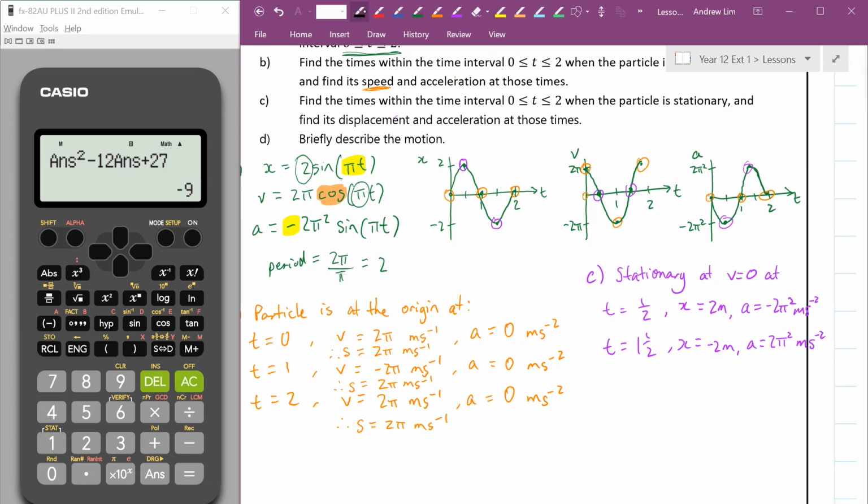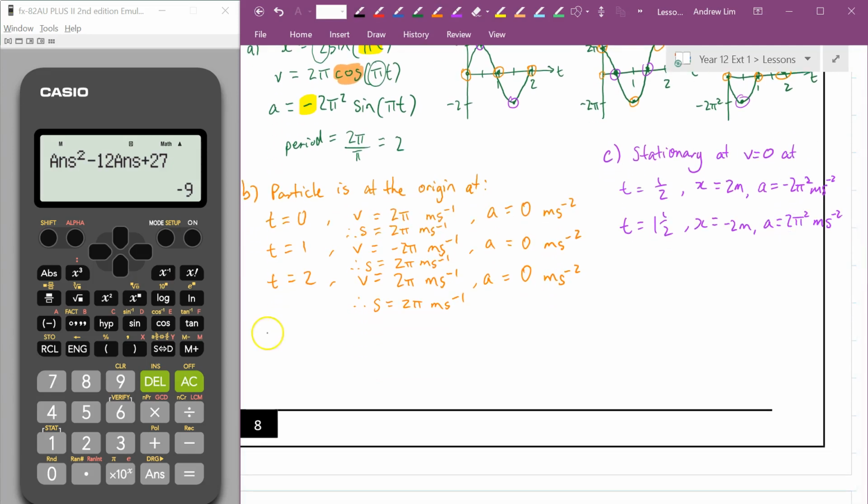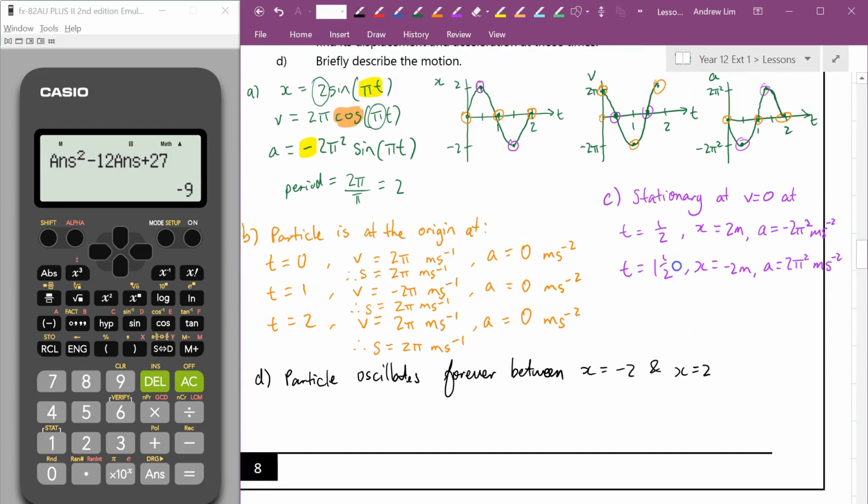Alright. And question D. Briefly describe the motion. So this is question D down here. So you can see here that the particle oscillates forever between x is equal to minus 2 and x is equal to 2. Okay, so between x, so that's this one, minus 2 and 2. It just keeps going between these two.